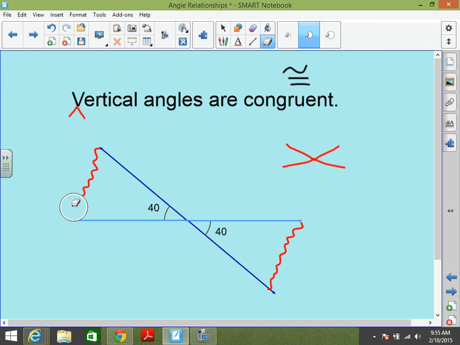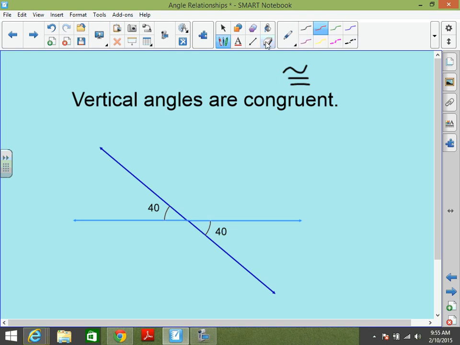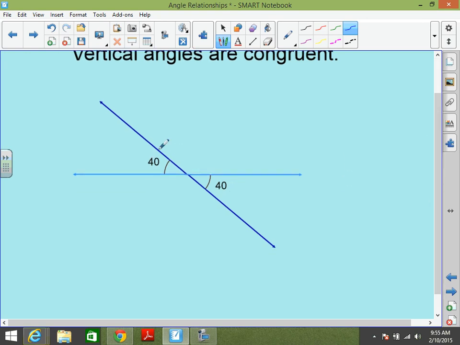Okay? The other nice thing about vertical angles is that if you know the measure of one, you know the measure of the other one. For example, this one's 40, so this one's 40. There's another pair of vertical angles in this picture. If I tell you this angle right here is 60 degrees, how much is this angle down here on the bottom? 60 degrees. They match. Does everybody understand that? Yes?